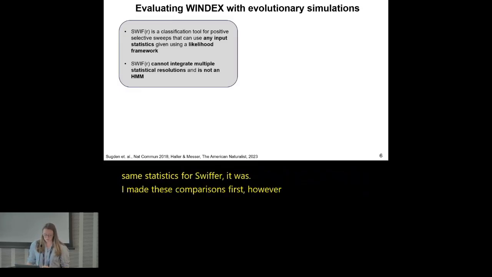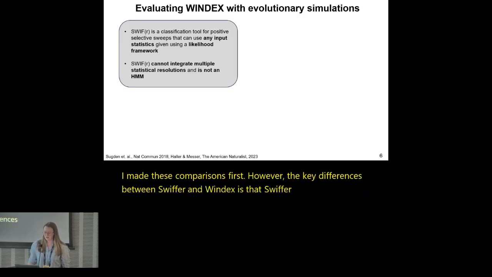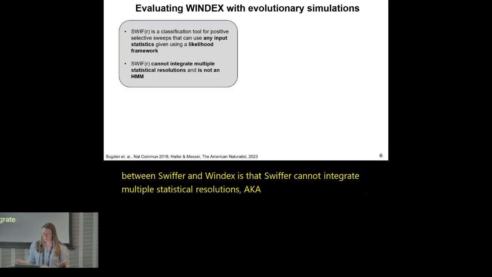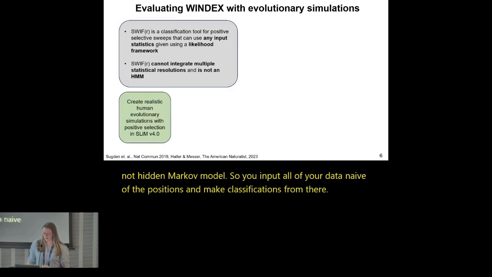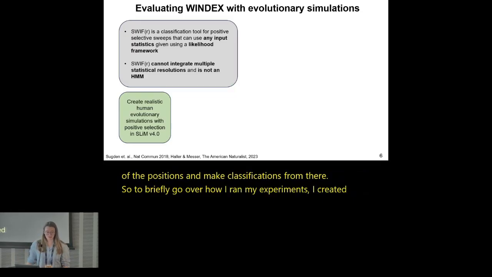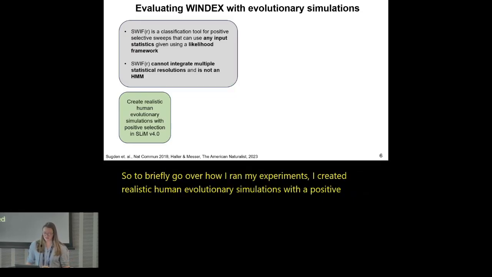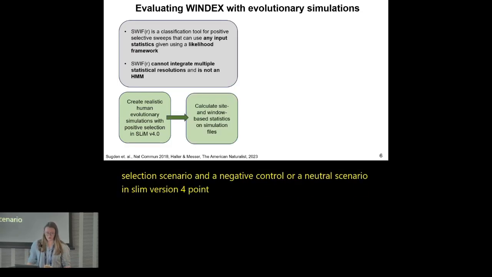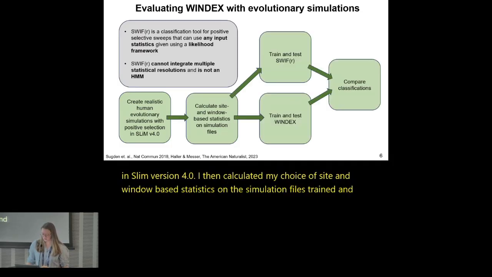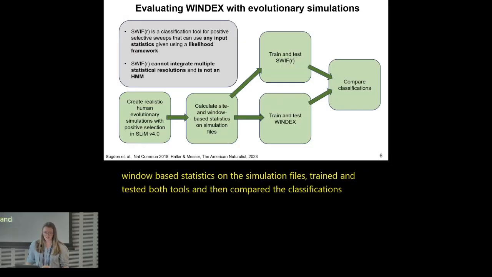However, the key differences between Swiffer and WINDEX is that Swiffer cannot integrate multiple statistical resolutions, aka the site and the window-based statistics, so I have to do separate runs of that. And it is not a hidden Markov model, so you input all of your data naive of the positions and make classifications from there. So to briefly go over how I ran my experiments, I created realistic human evolutionary simulations with a positive selection scenario and a negative control or a neutral scenario in SLiM version 4.0. I then calculated my choice of site and window-based statistics on these simulation files, trained and tested both tools, and then compared the classifications to understand if WINDEX is in fact a model improvement based off of Swiffer.